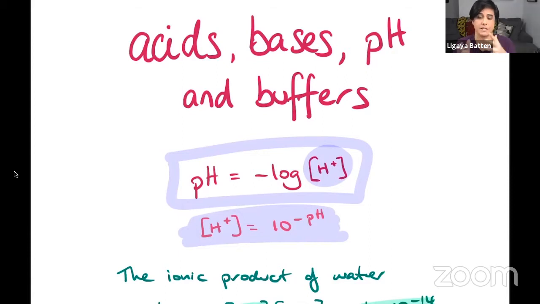So you'd be expected to be able to calculate pH from hydrogen ion concentrations, or calculate hydrogen ion concentration for given pHs. And also, as we'll look at in the next couple of slides, you'd be expected to calculate pH even if you're not given the concentration of hydrogen ions, as long as you'll be able to work it out from the information in the question.